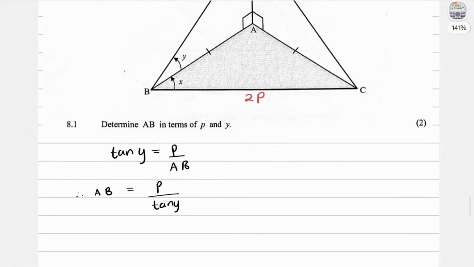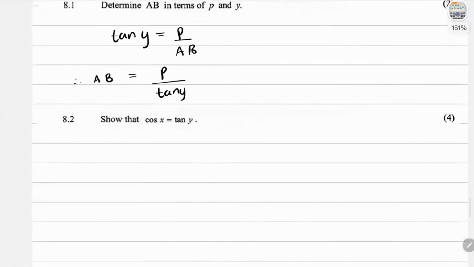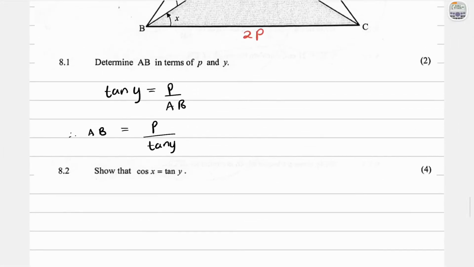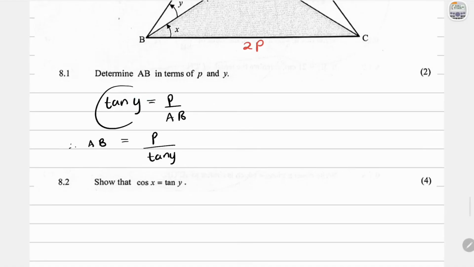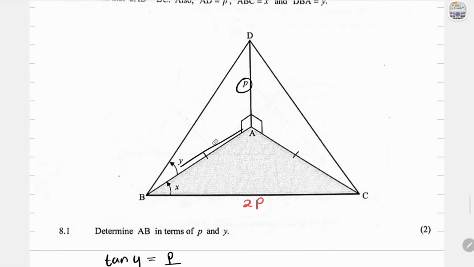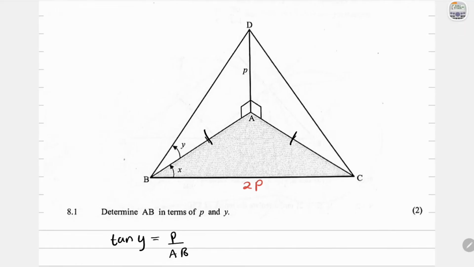Moving on to the next question. Okay, 8.2 says, show that cos x is equal to tan y. Well, the only place that we had tan y was here, which is P over AB. I wanted to do that on this side, but the problem is you can't use cos here. These two are already equal, and this is y. This would be y as well.